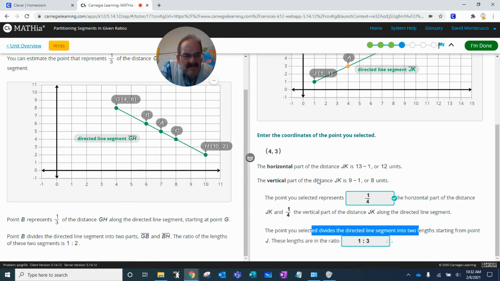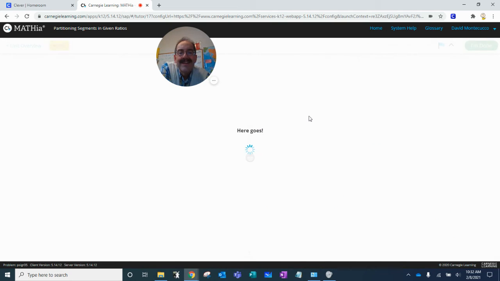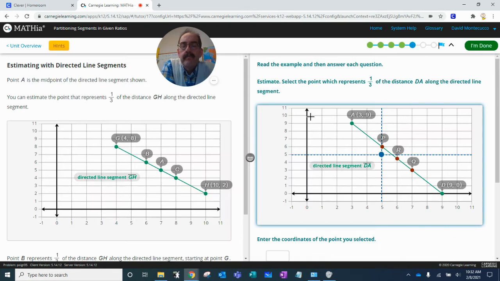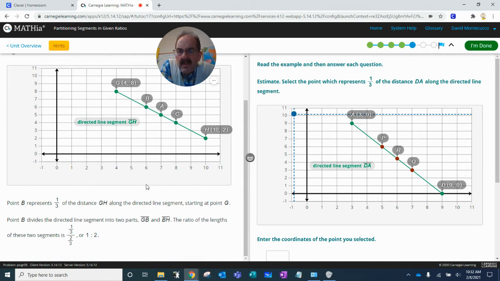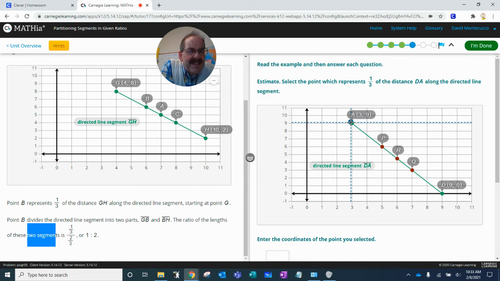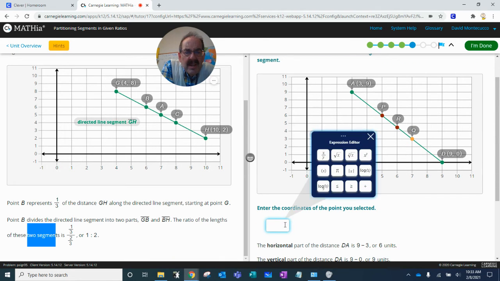That was weird. Locked up. One-third of the distance along the segment. Okay, 1/3 of the segment. The two segments were 1 to 2. 1/3 along DA. DA. And the coordinates 7, 3.